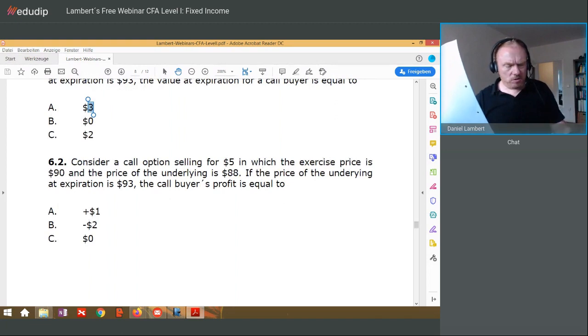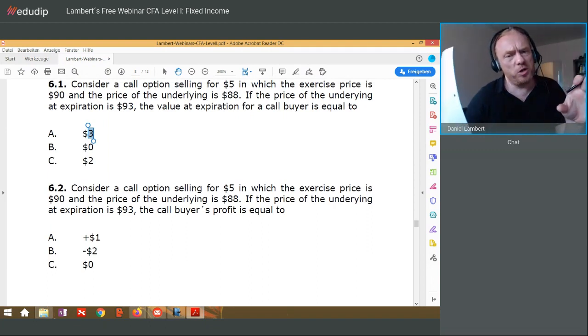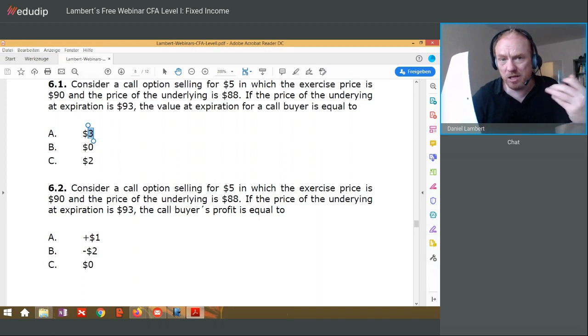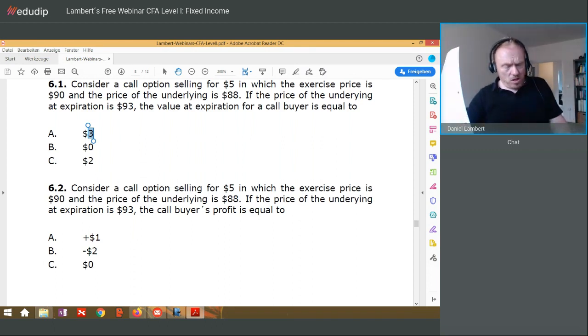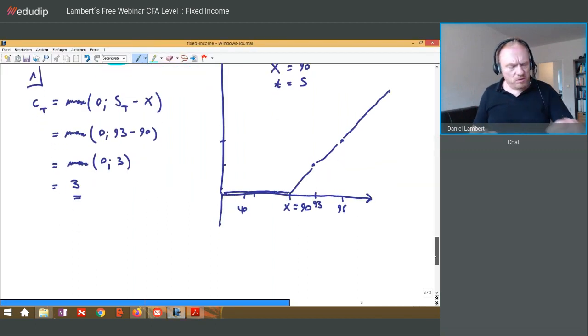Consider the call option, and I think it's the same call option, selling for $5, in which the exercise price is 90 and the price of the underlying is 88. If the price of the underlying at expiration is 93, what is the call buyer's profit? We don't look at the value at expiration any longer, but we keep in mind that he or she paid $5 to get the right. We look at the profit. Now, the profit is different because there is a difference.